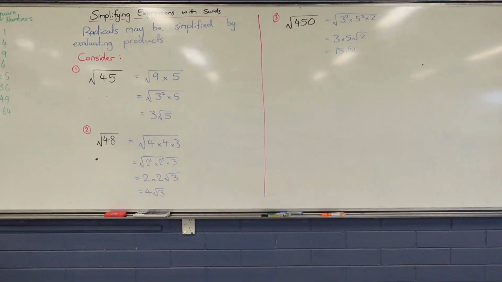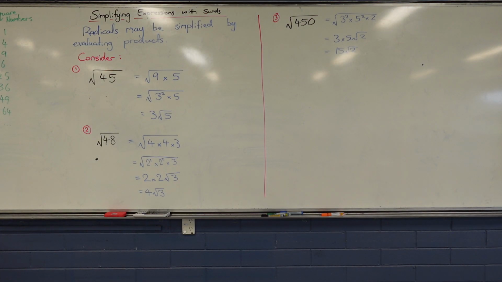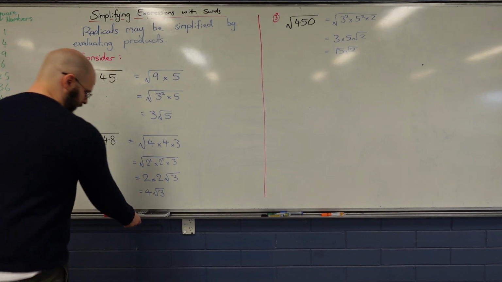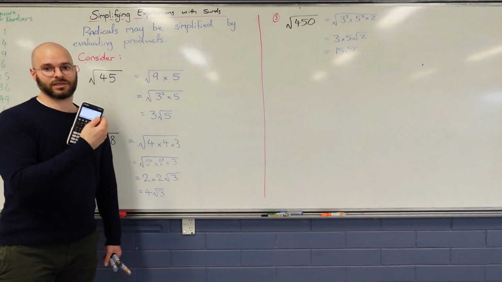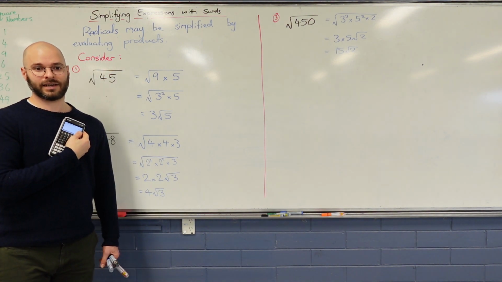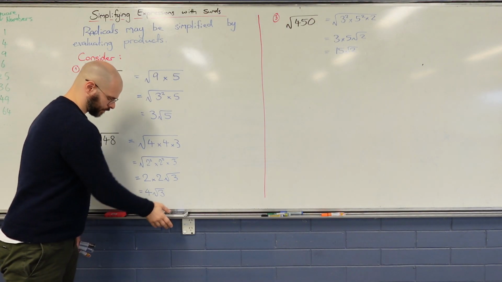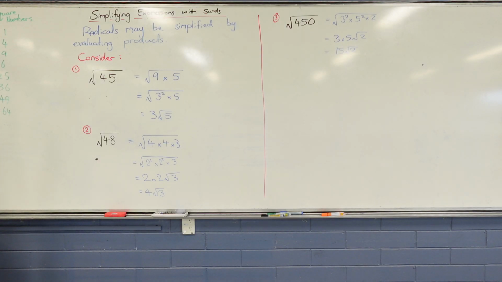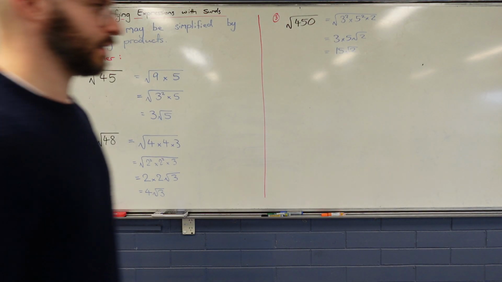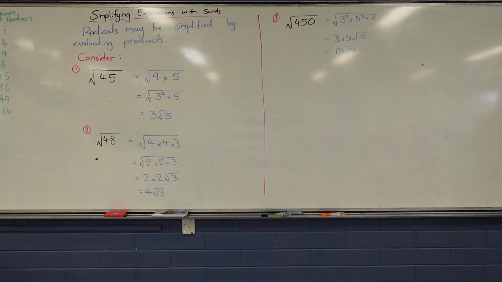The sort of thing you would not do in your head. You always have a calculator at your disposal. It's even easier when you use these guys because it just does it. If you put root 450 in the calculator, it will tell you 15 root 2 straight away. So this is part 1 of what we're working on today. This is a fundamental skill to open the gateways to arithmetic.